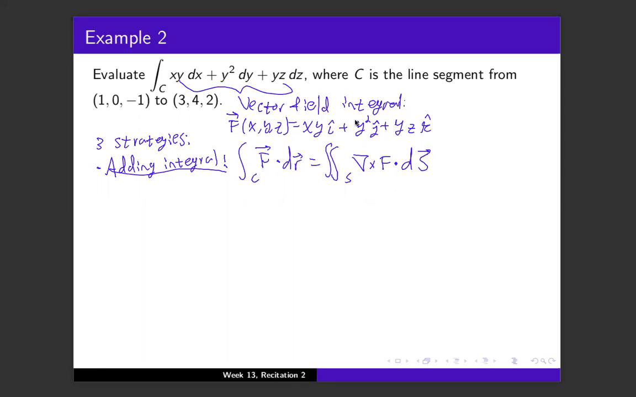But we can only do this if C is the boundary of some surface S. And it isn't. And you know that it isn't because C is a line segment, so that's not going to work. What if we tried removing an integral?